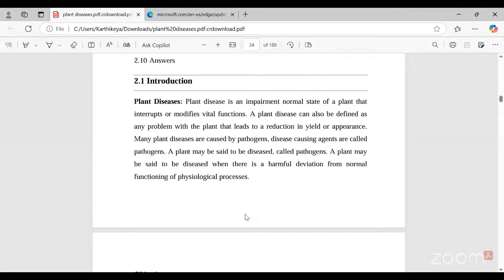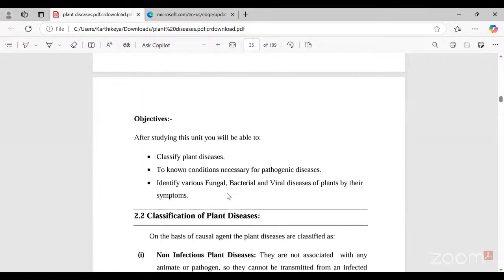A plant disease can also be defined as any problem with the plant that leads to a reduction in yield or appearance. Many plant diseases are caused by pathogens. Disease-causing agents are called pathogens. A plant may be said to be diseased when there is a harmful deviation from the normal functioning of physiological processes.